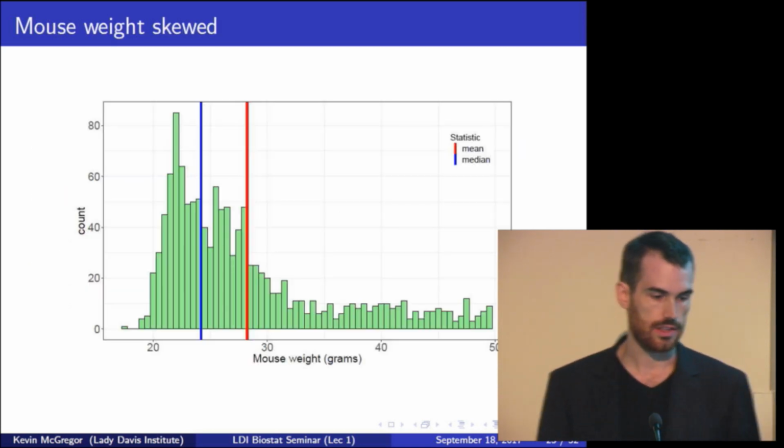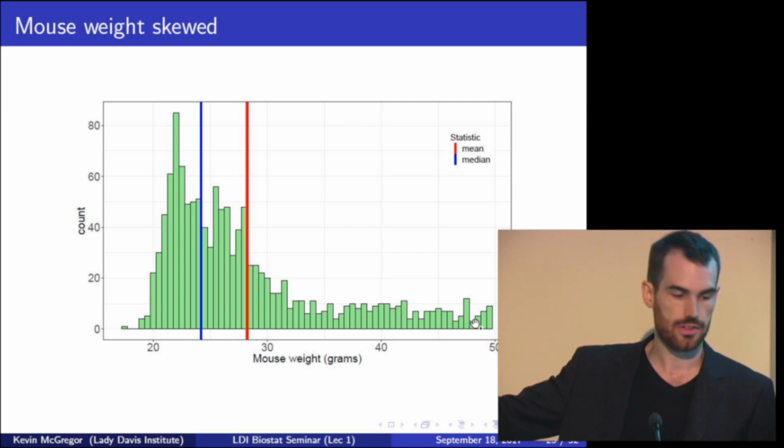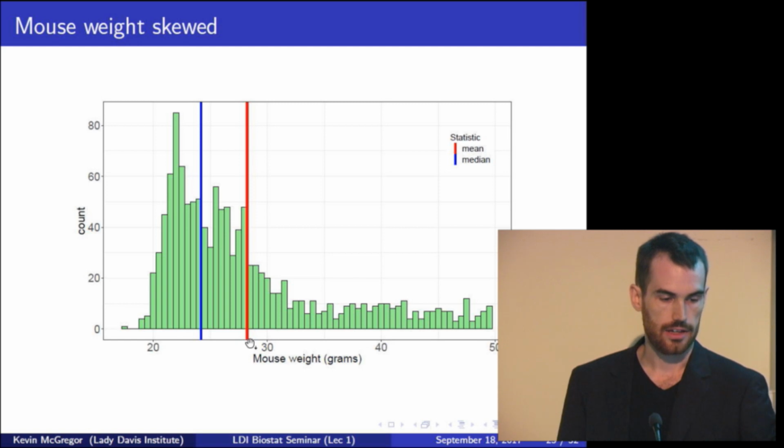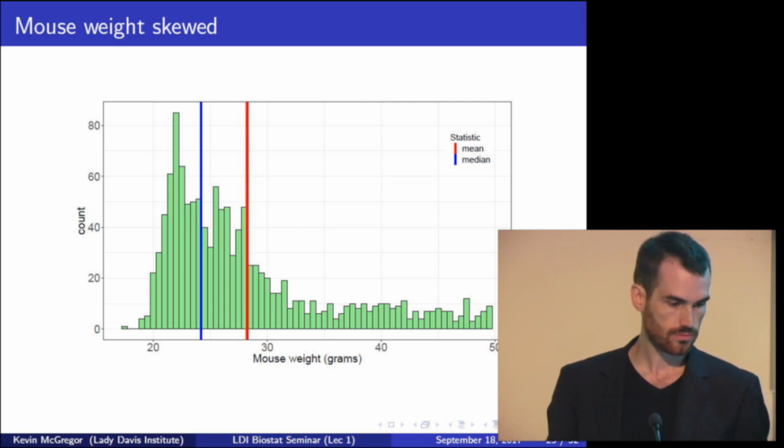I've illustrated this on our mouse weight data again. On the left side here, this distribution is the same data that I was showing before. But on the right side, between 30 and 50, I randomly simulated a bunch of values to give this tail to the distribution. As you can see, the median is more or less where it was before, around 25, and the mean has been pulled quite a bit over to the right.